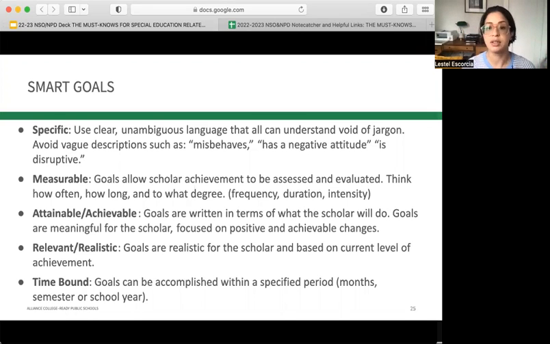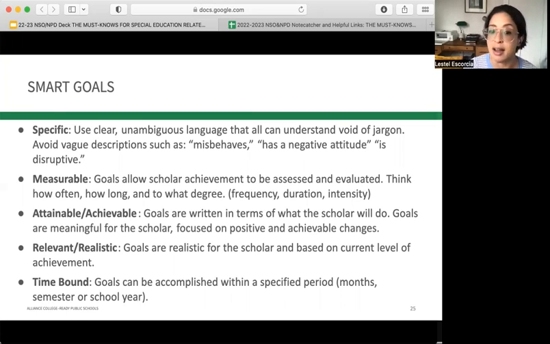So, in terms of specific, we just want to make sure that our descriptors can help us paint an accurate, or clearer, picture of what the student's behavior looks like, right? If we just say misbehaves, we're not exactly sure what that looks like because misbehavior can be a multitude of things, for example. In terms of measurable, we want to get a sense of frequency, duration, or intensity. So how often, how long, and to what degree.